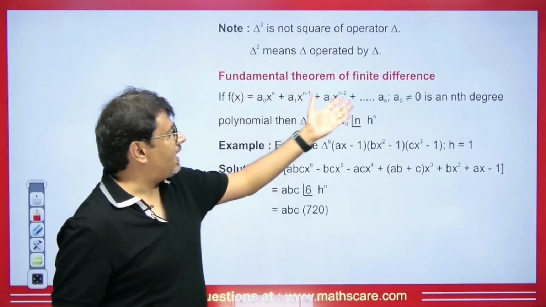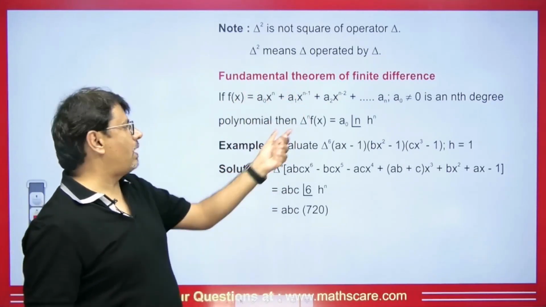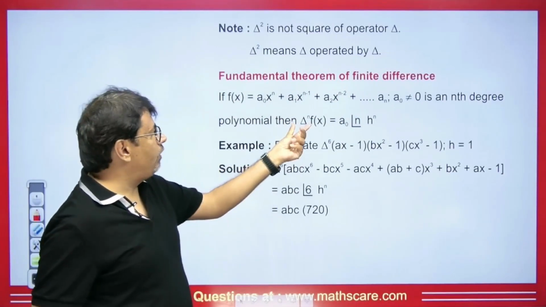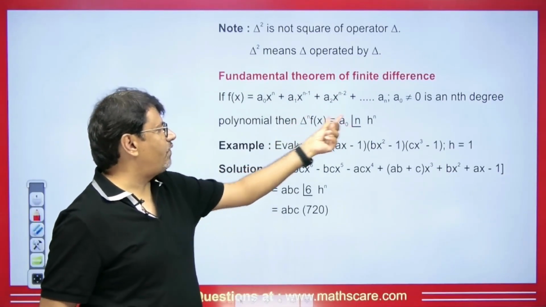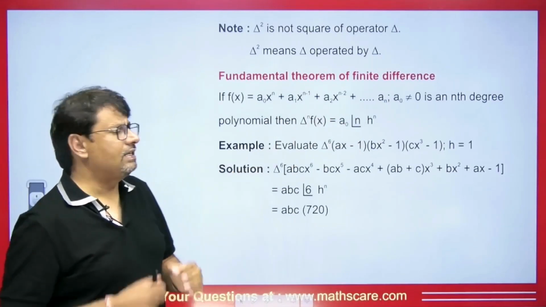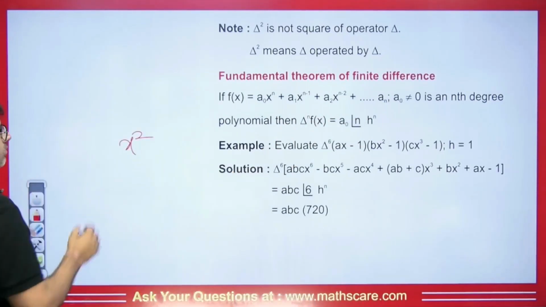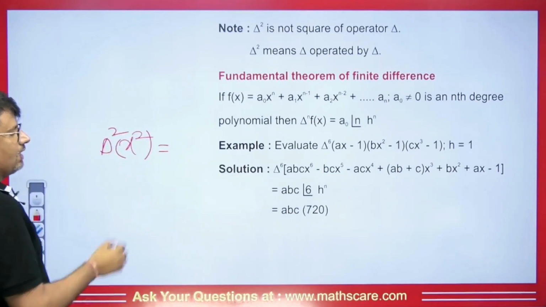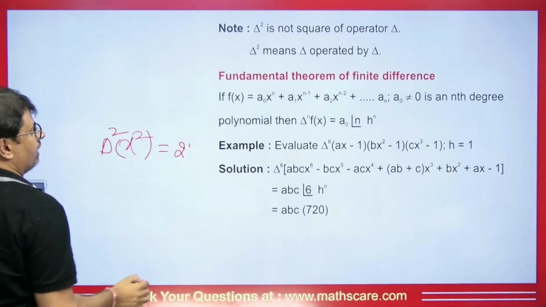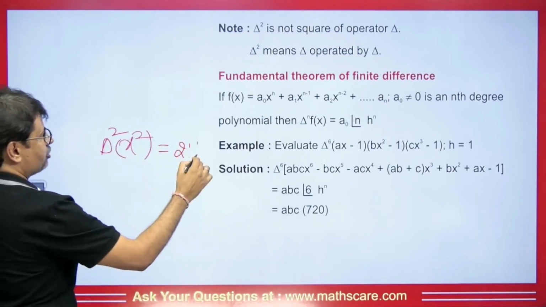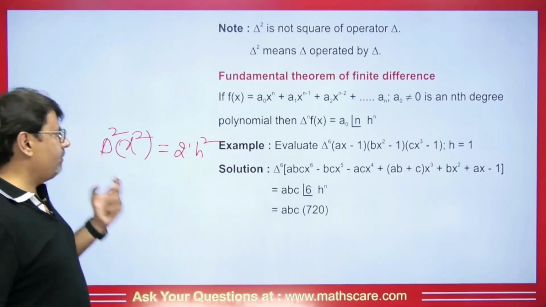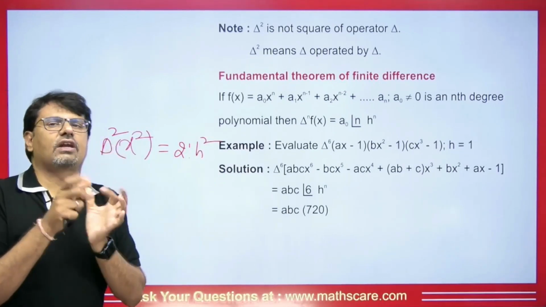If we have any n degree polynomial of this type, and we apply the n-th difference operator on it, the value of this is a0 n factorial h power n, right, students? For example, if you are asked to apply del square on x square, the value of this is 2 factorial, and here this will be h power 2. You need to understand this. Is it clear now? Ultimately, it works like differentiation in a way.